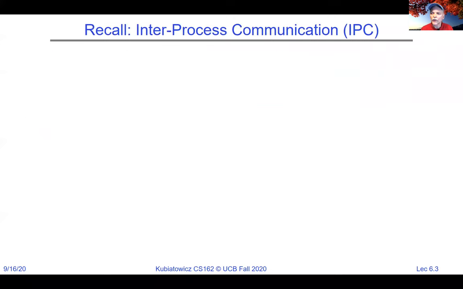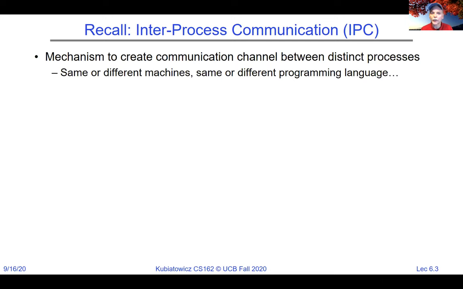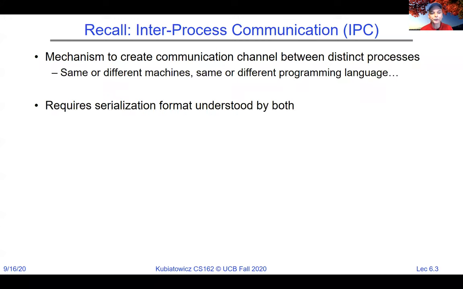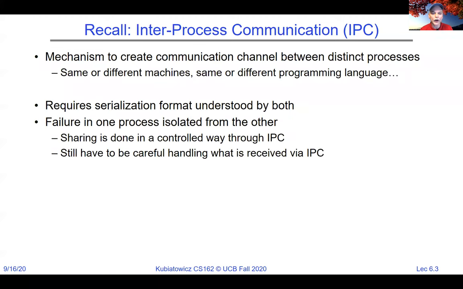So if you recall, though, from last time, we talked about inter-process communication, or IPC, and that was a mechanism to create communication channels between distinct processes. And the reason we wanted to do that was, well, we started with all of this work to make sure processes were isolated from each other, but then we need to figure out how to selectively punch holes into that protection so that those processes can communicate when they want to. And we are going to need to start thinking about protocols. So maybe there's a serialization format, especially if you go across the network.